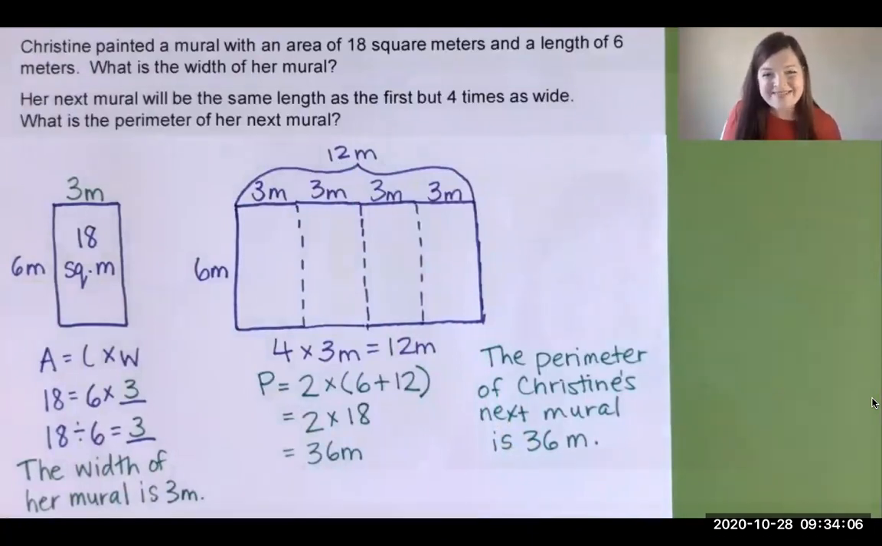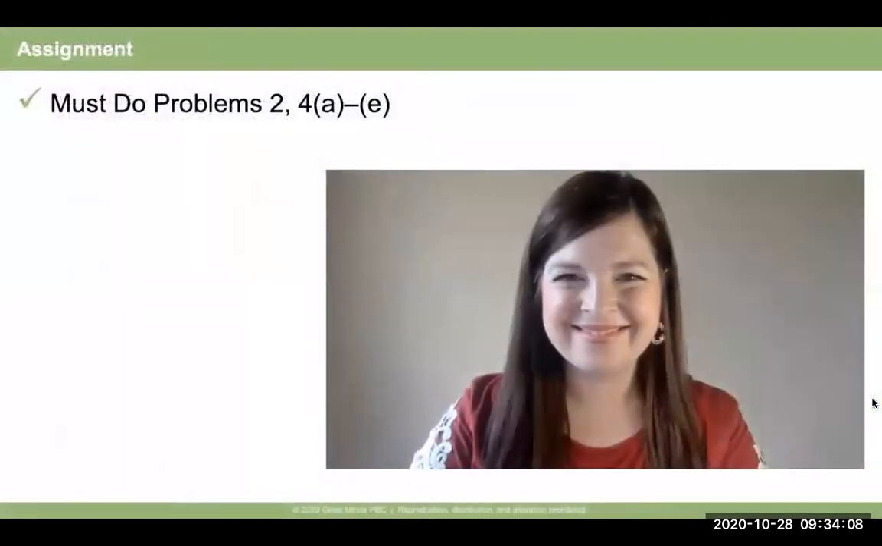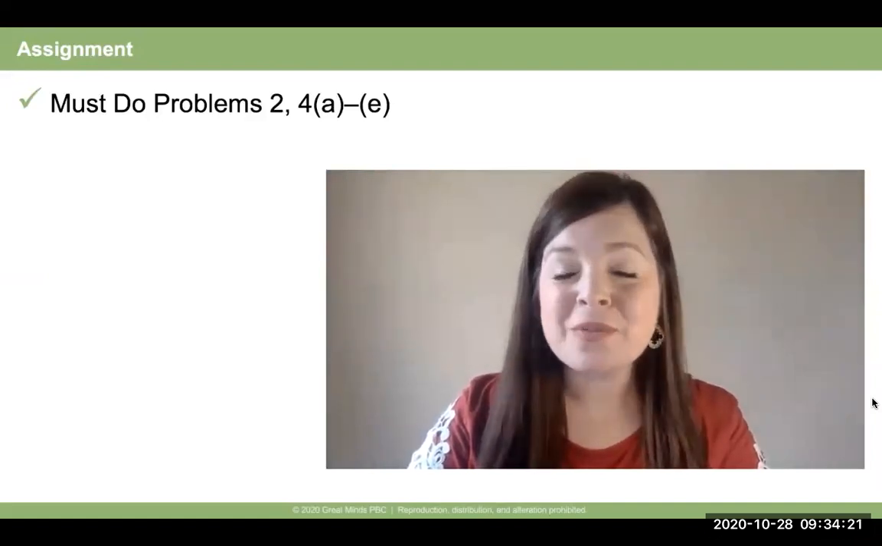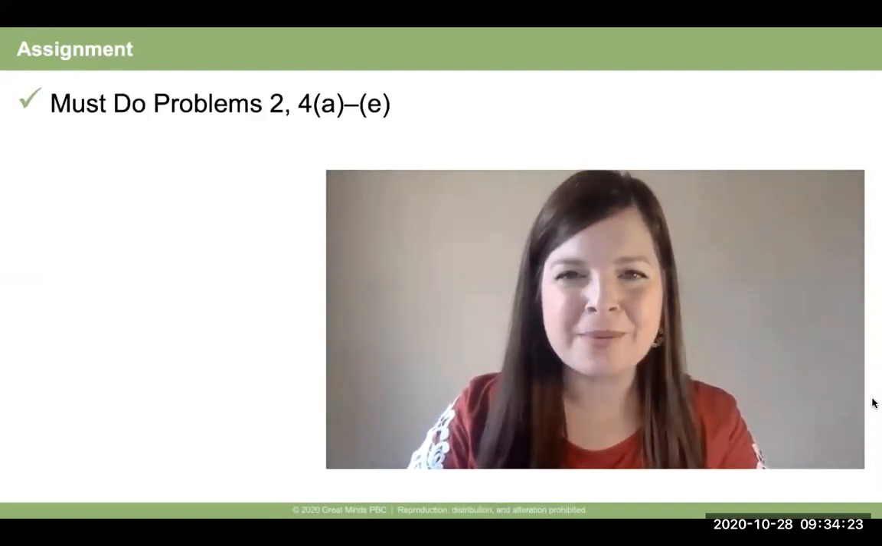Great job today, friends. I think we're ready for our problem set. On the screen are the must-do problems for the problem set. Set a timer or watch the clock for 10 minutes to work on these problems. If you have extra time, of course, feel free to work on any of the other problems on the problem set as well.